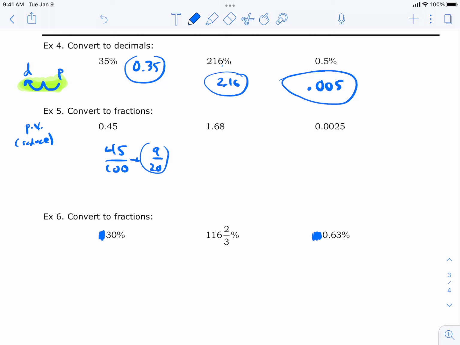This one, 1.68, is going to be 1, and then you're going to have 68. It's also in the 100th place. So if I cancel 2's, that'll be like a 34 over 50. And if I cancel 2's again, I'm going to end up with 1, and it's going to be a 17 over 25. Is that what you got?